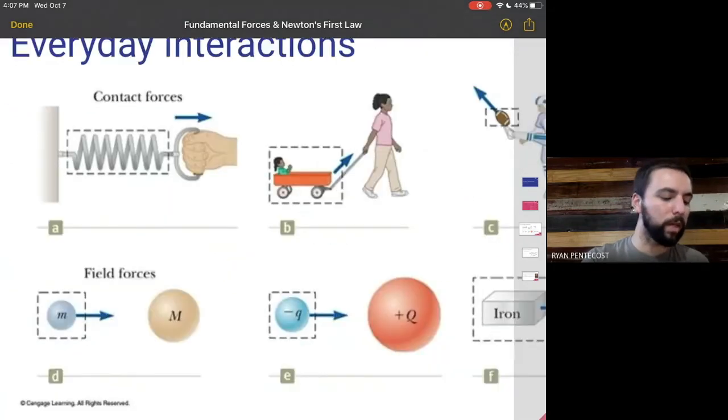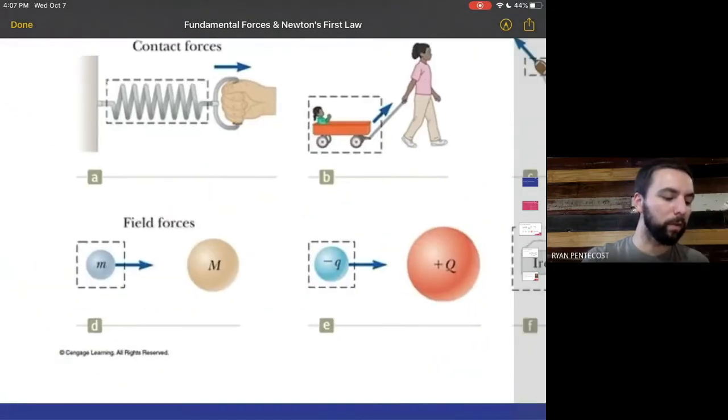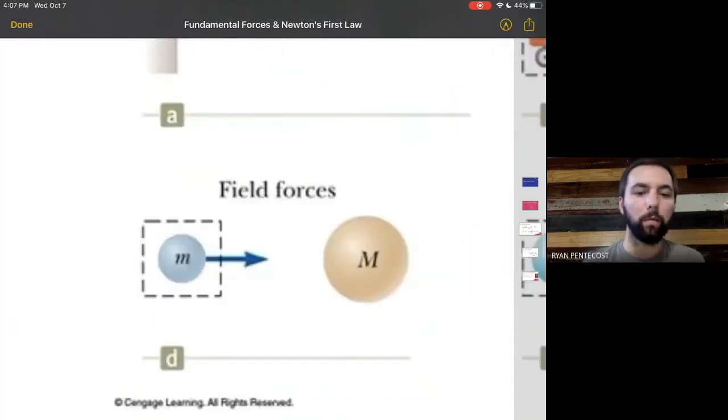Now, letter D, we have a field force, right? That looks like a small mass moving towards a larger mass. Remember we talked about mass causing an inherent force. That would be gravity.